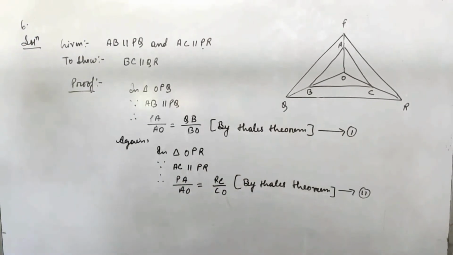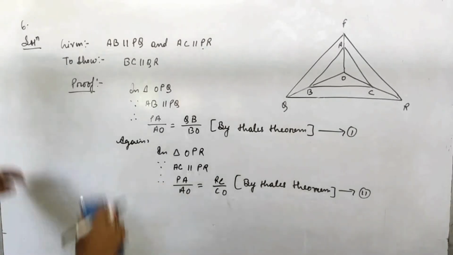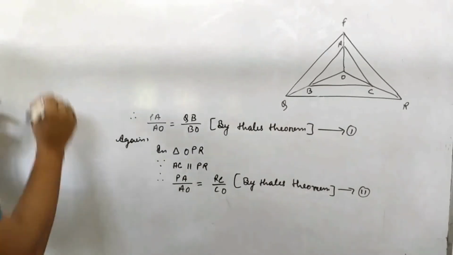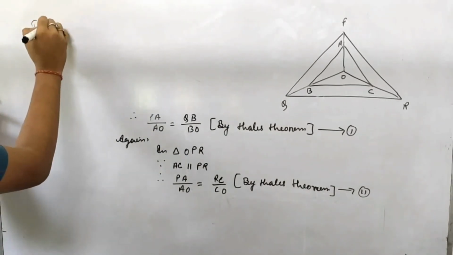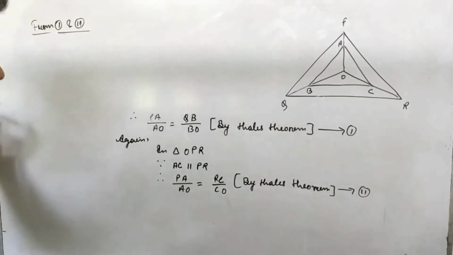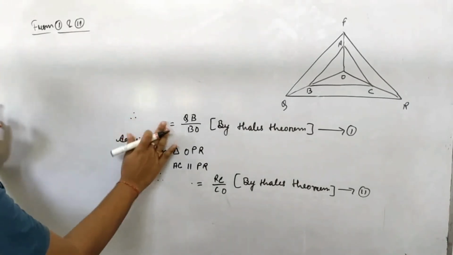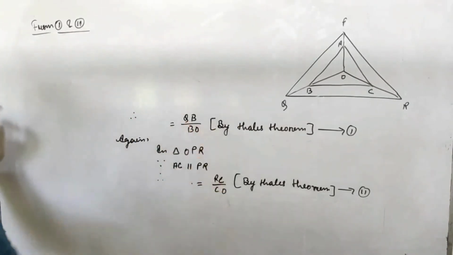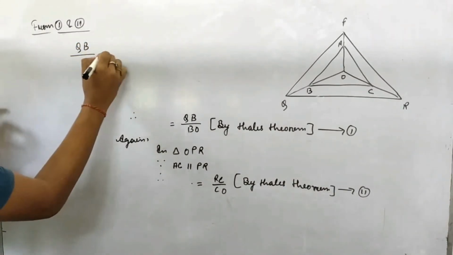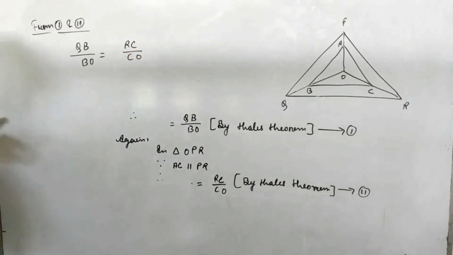Same process from 1 and 2. I can clearly see that PA by AO is matching. So from 1 and 2, what will I get? These are exactly same: PA by AO is equal to PA by AO. So from 1 and 2, I can write QB by BO will be equal to RC by CO. Done.